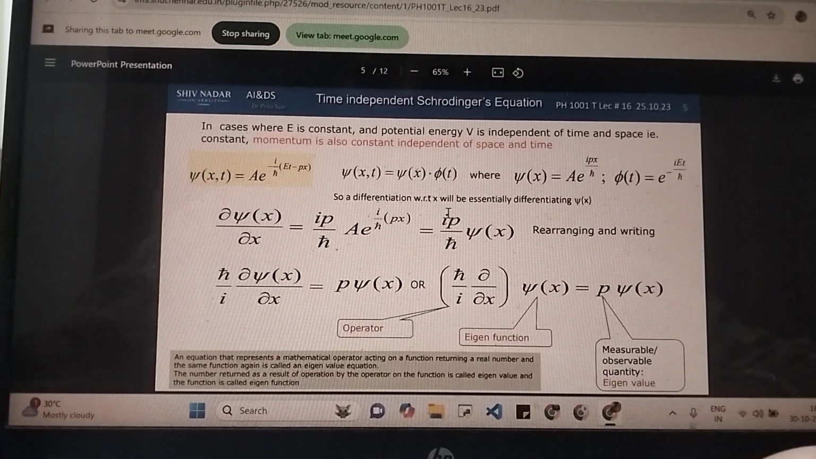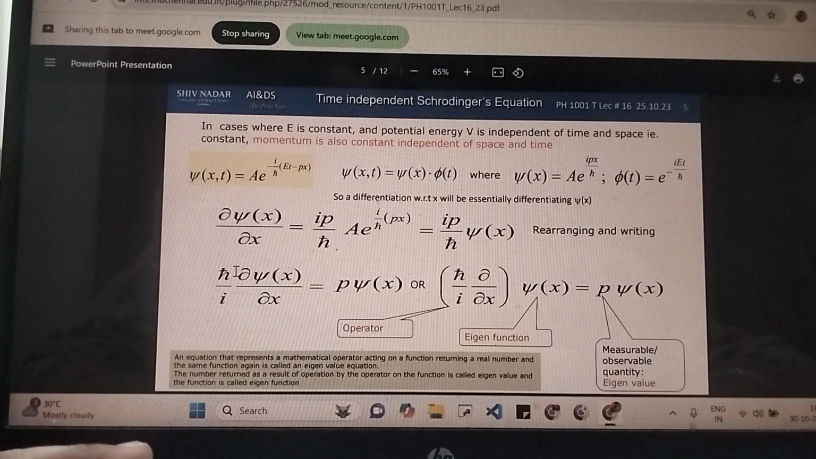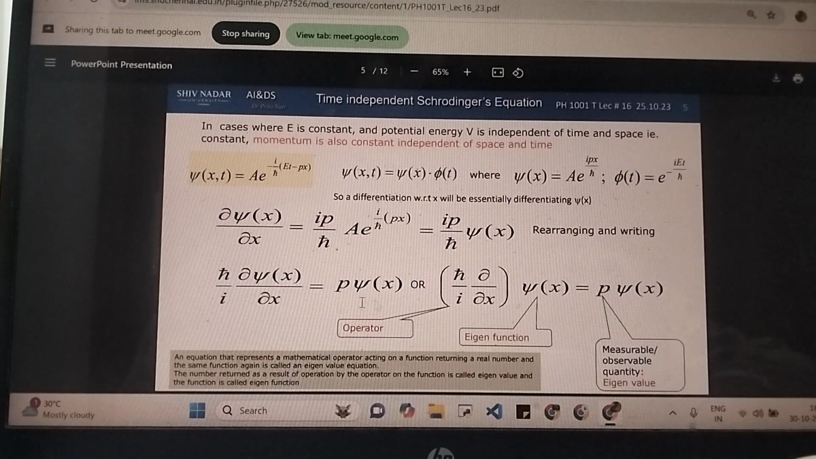Now you take this ip by h cross to the opposite side, because i and h cross are constants. p is a variable, let p remain here. You get h cross by i times the derivative of a function is nothing but p times the function itself. So this is an important thing to observe. You're taking a function, you're differentiating it and multiplying it by a constant. It gives you back some other quantity times the original function itself.